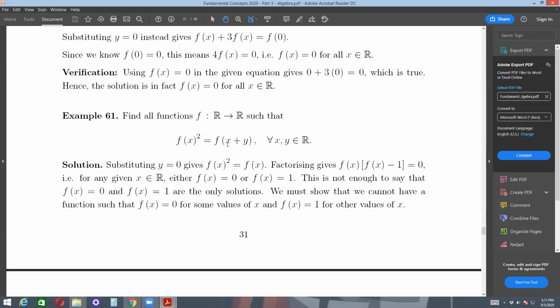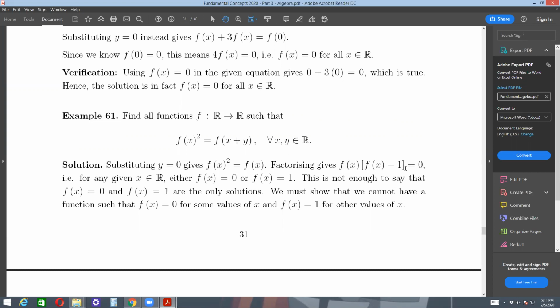Now be careful with this. You can't just go and cancel f of x, because if f of x was 0, then you're losing a solution. So what you should do is bring this across, never cancel. Bring this across and factorize, and then take cases. Either f of x is 0 or f of x is 1.